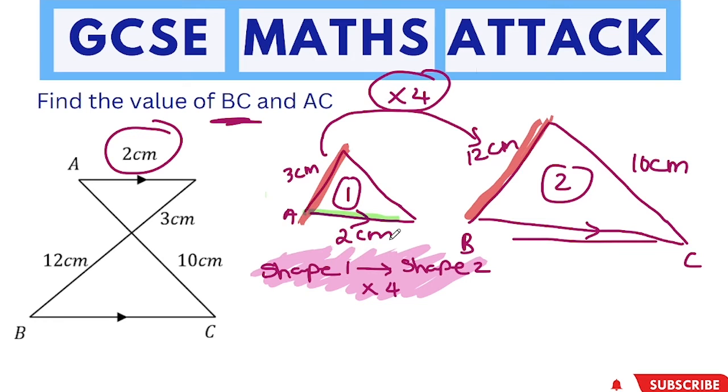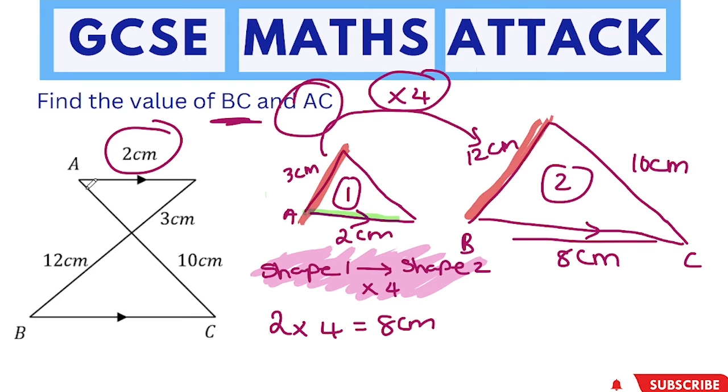So what I'm going to do is, if I'm going to go from shape 1 to shape 2, I'm going to do 2 times 4. Now 2 times 4 is 8 centimeters. I know that BC is 8 centimeters. Okay, now the next one is work out AC.